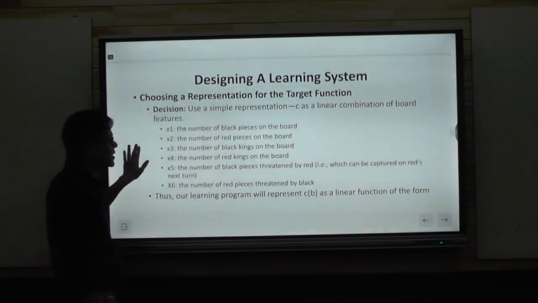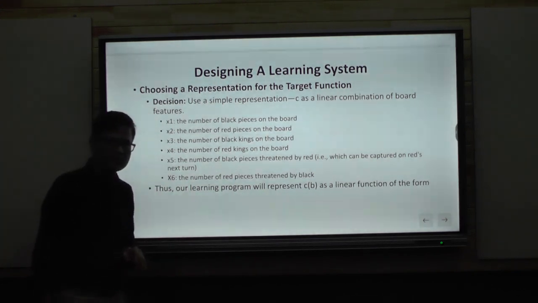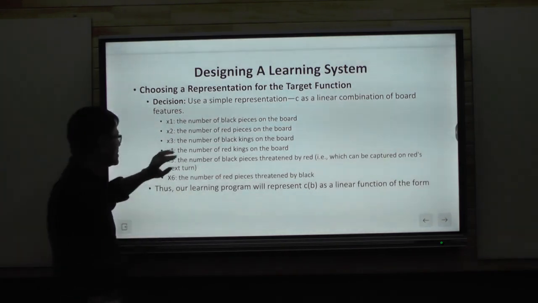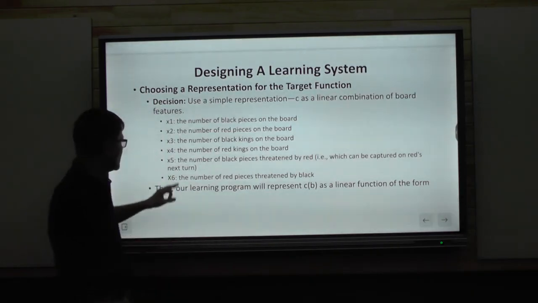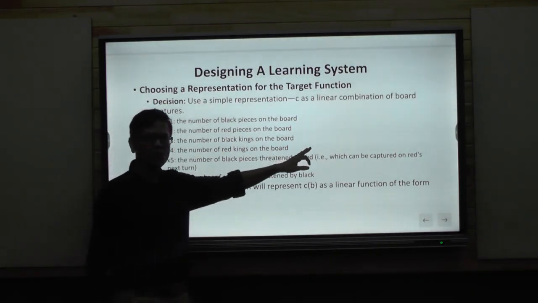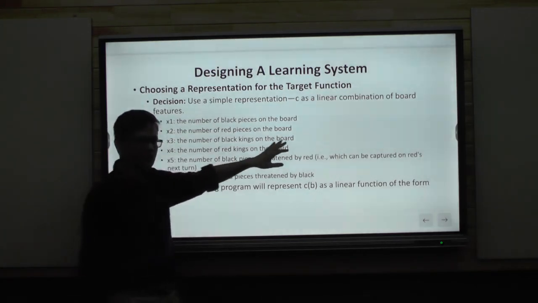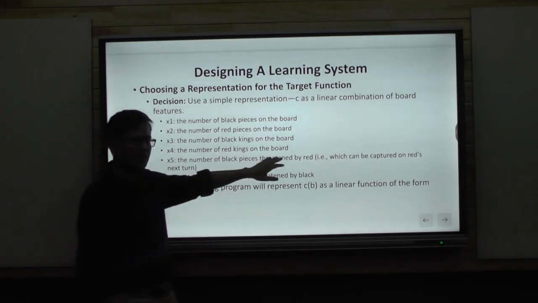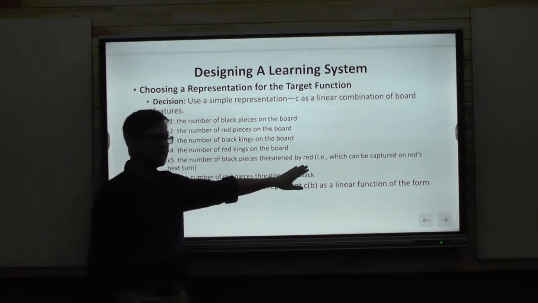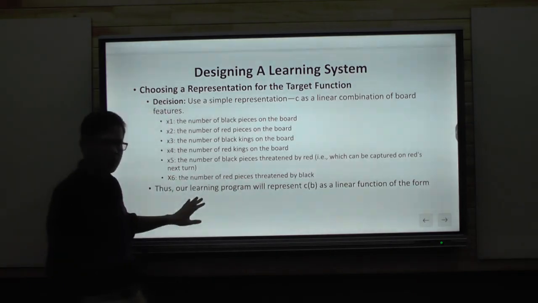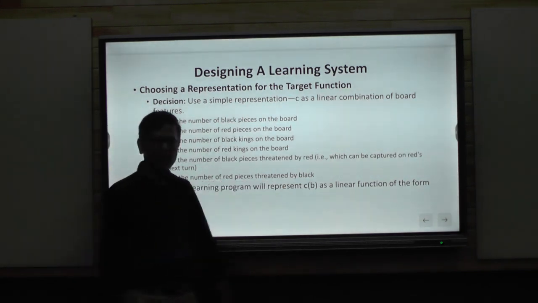For example, in this particular situation, we have taken 6 features. Feature number 1, X1, is the number of black pieces on the board, how many pieces you have. X2 is the number of red pieces on the board, the opponent, let's say. X3 is the number of black kings on the board. X4 is the number of red kings on the board. X5 is the number of black pieces threatened by red. And X6 is the number of red pieces threatened by black.